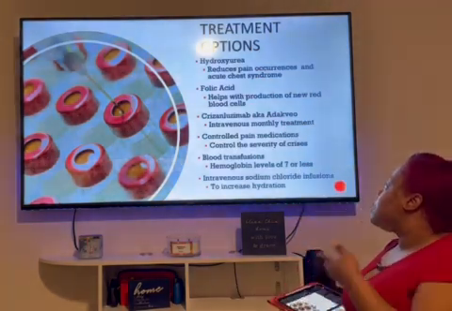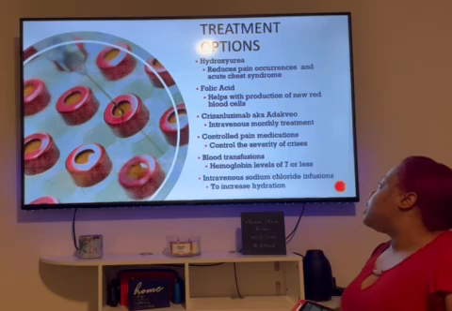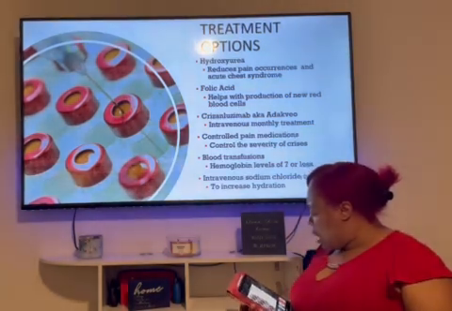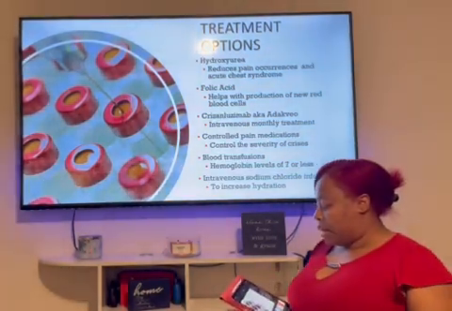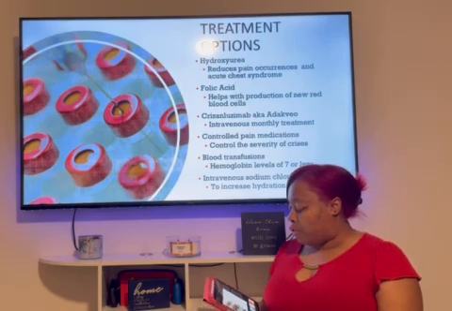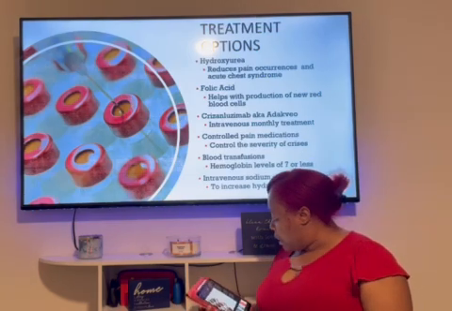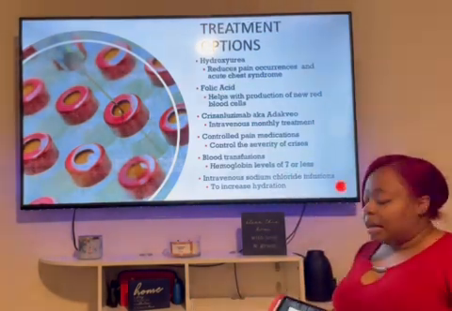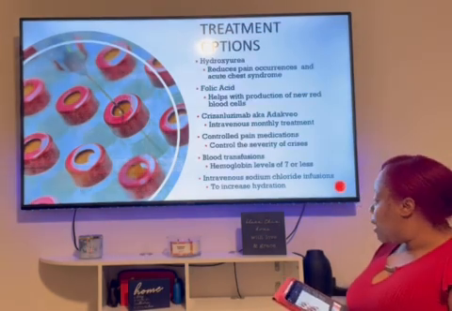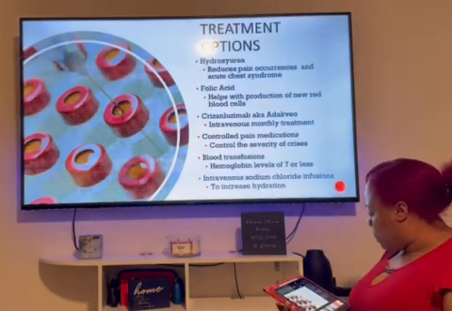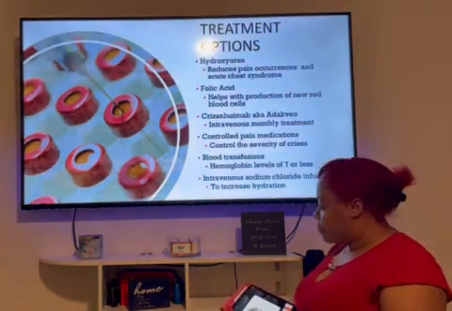Adakveo, also called crizanlizumab, is an intravenous monthly treatment. It's a monoclonal antibody that blocks a protein that's involved in the formation of the hemoglobin S and targets the P-selectin. It also reduces the amount of sickle cell crises.